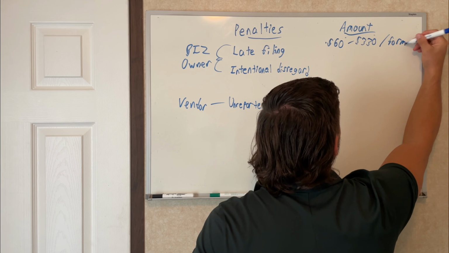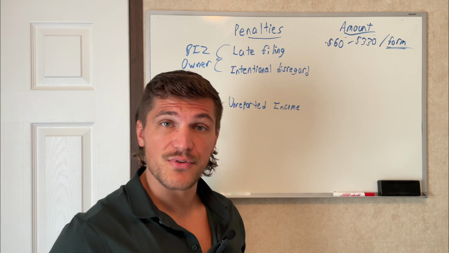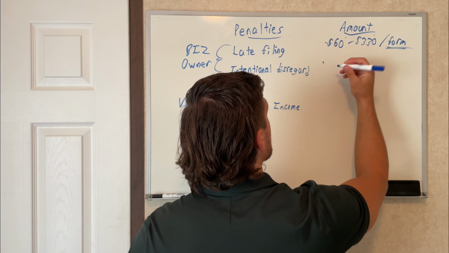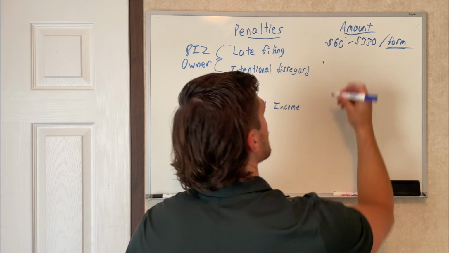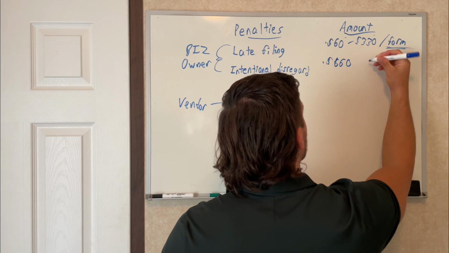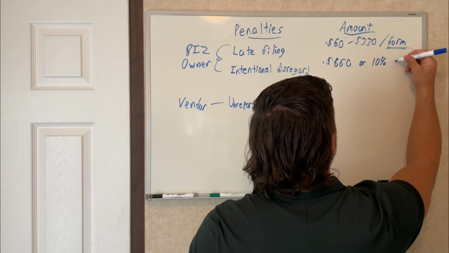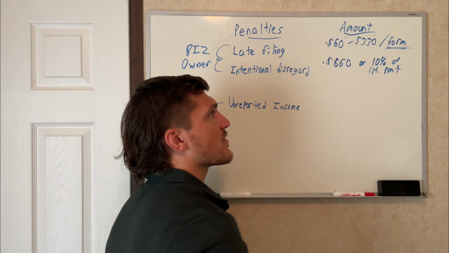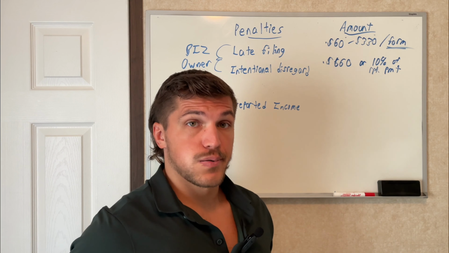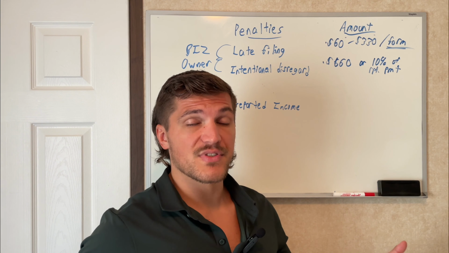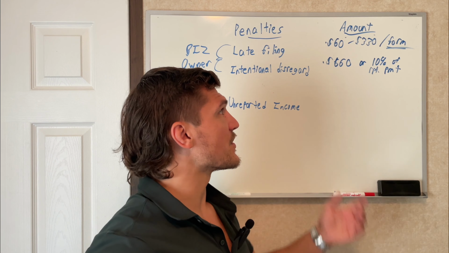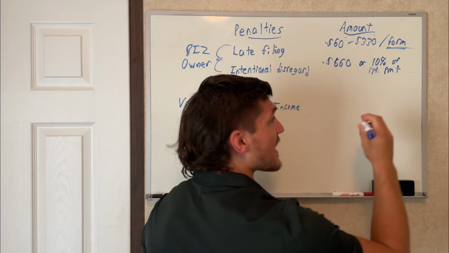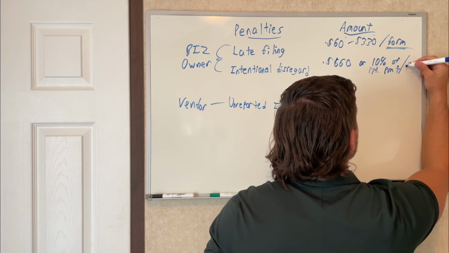And that's per form. Now, intentional disregard, this one can get dicey because the amount is the greater of $660 or 10% of whatever you're going to put on that 1099. So I'm going to say reported payment. You kind of get the gist. So $10,000, 10%, it's $1,000. So in that case, the greater of the two would be the $1,000. And again, this is per form, guys.